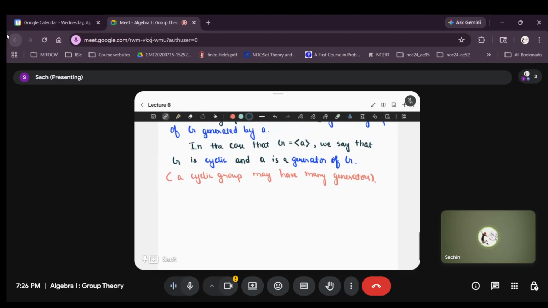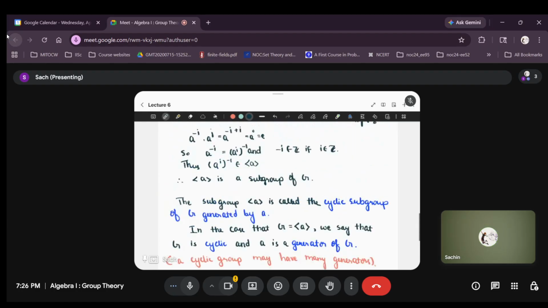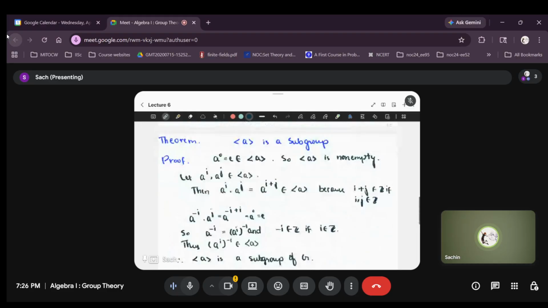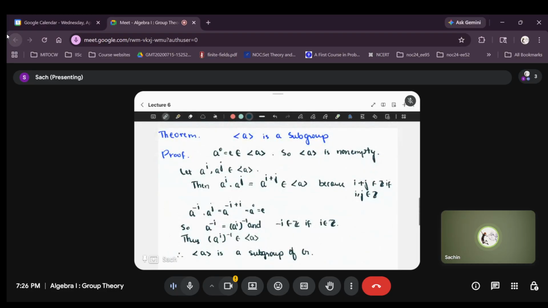So here you have to note that when defining these things, we didn't really say that A has to have finite order. If A has infinite order, that is also fine. The subgroup will be of infinite order.